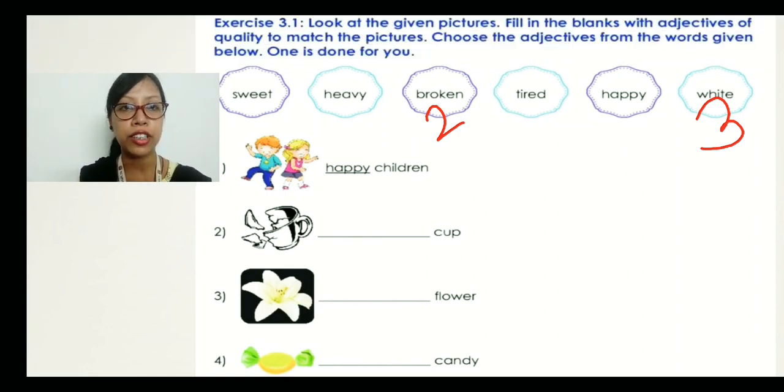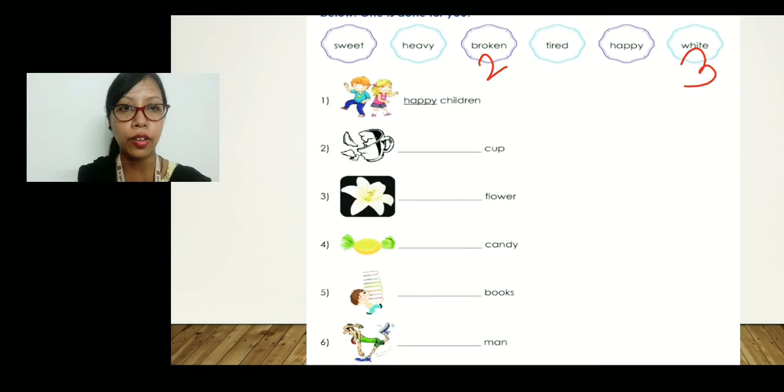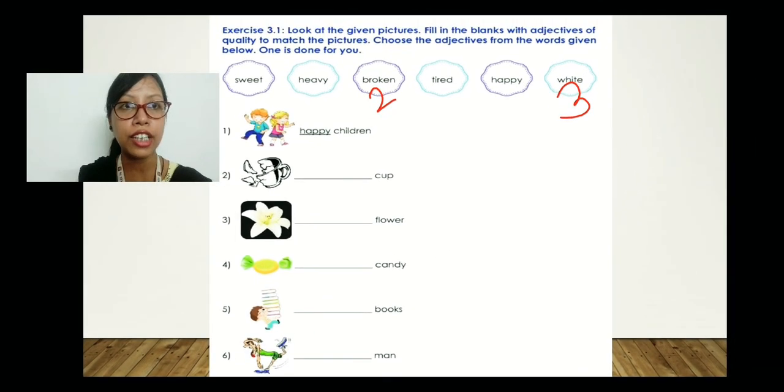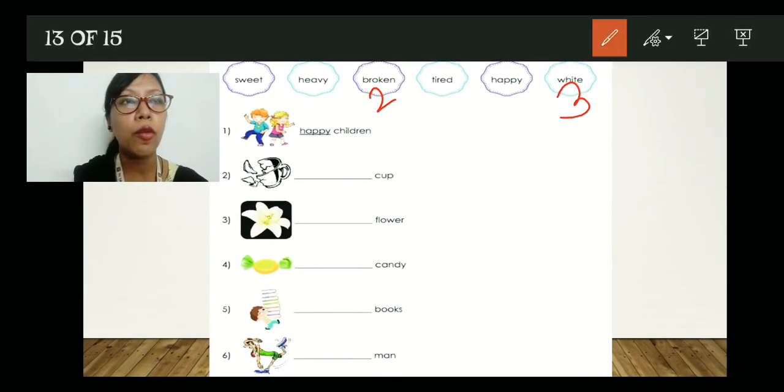Then let's move towards number 4. So we have in number 4 dash candy. Now what is the taste of the candy? The taste of the candy is sweet. Therefore it is a sweet candy. So number 4 answer will be sweet. Then we have number 5 dash books. The child is carrying a lot of books, a pile of books, and it is getting heavy. Therefore, the answer of number 5 will be heavy books.